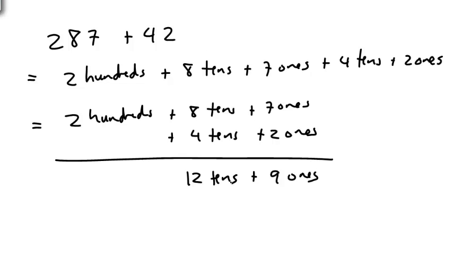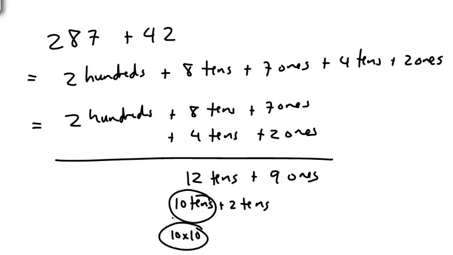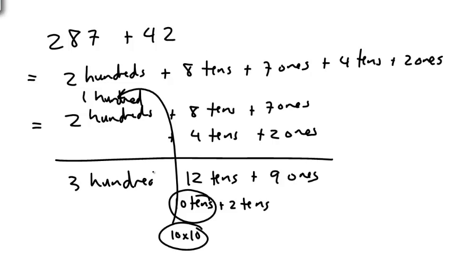But in our numbering system, we're not allowed to put any digit down more than 9. So what is 12 tens? That's 10 tens plus 2 tens. And 10 tens is 10 times 10 is 100. And that comes up and adds 100 to the hundreds column. And so then you have 3 hundreds.